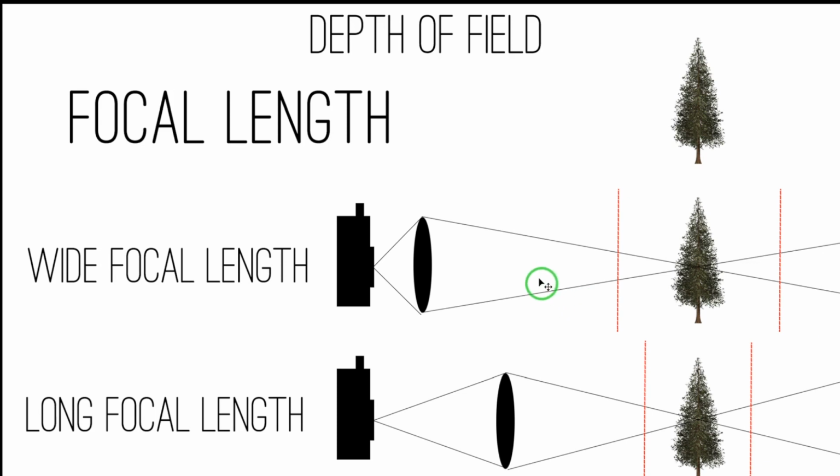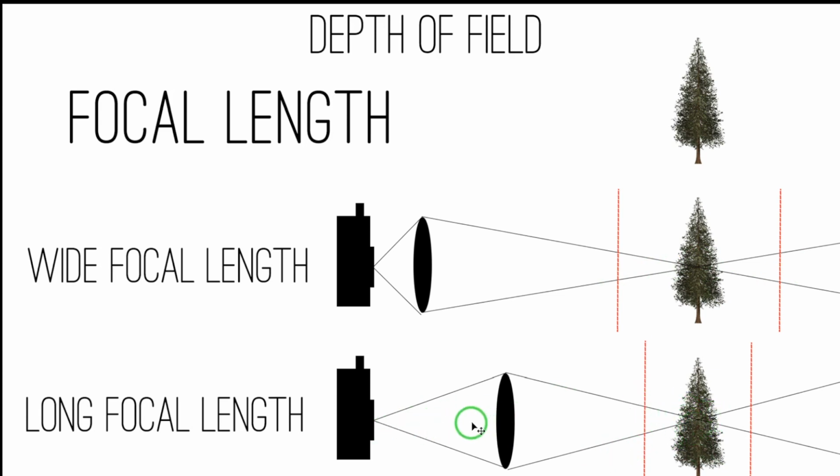The last case is focal length. In this case, we're leaving the camera where it is, but we're moving the lens closer to the camera. When you move the lens closer to the camera, you have a wide angle lens, or a wide focal length. When you do that, you have a wider depth of field. Well, why? Because right here, the light rays are spreading apart much slower than when you have a long focal length. They're spreading apart much quicker.